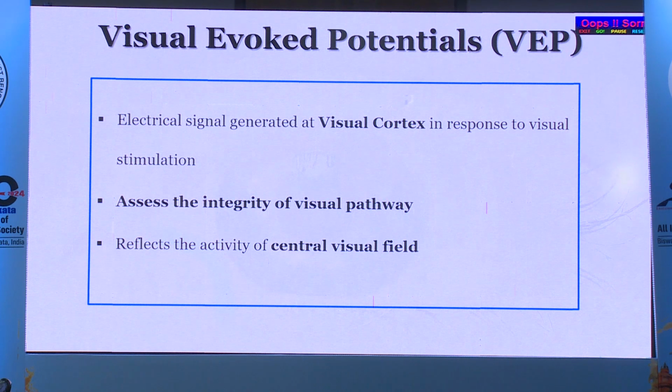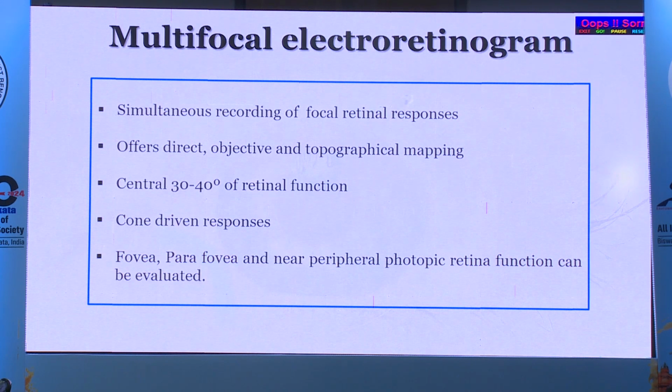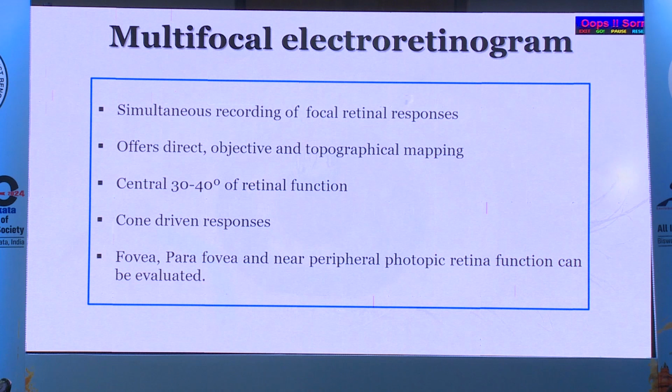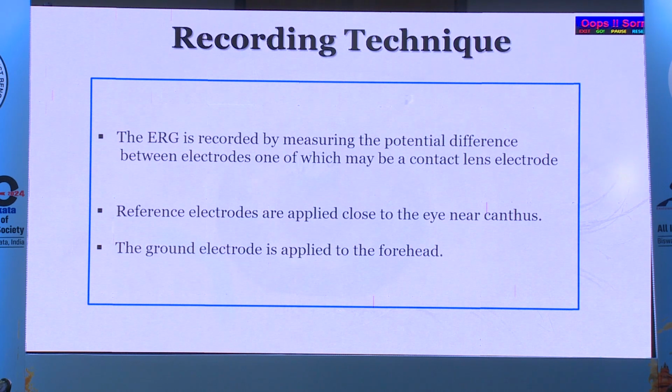In VEP, an electrical signal is generated at the visual cortex in response to visual stimulation. It assesses the integrity of the visual pathway. It reflects the activity of the central visual field. The multifocal electroretinogram is a simultaneous recording of focal retinal responses. It offers direct, objective and topographical mapping. It records the central 30 to 40 degrees of retinal function. It is a cone-driven response, and the fovea, parafovea, and near peripheral photopic retina function can be evaluated.